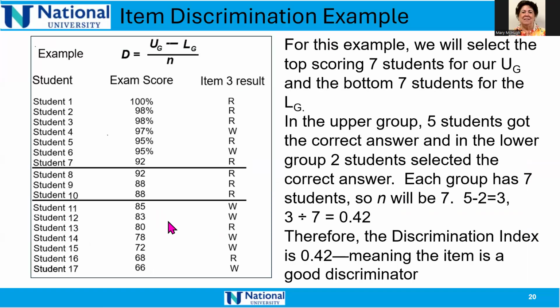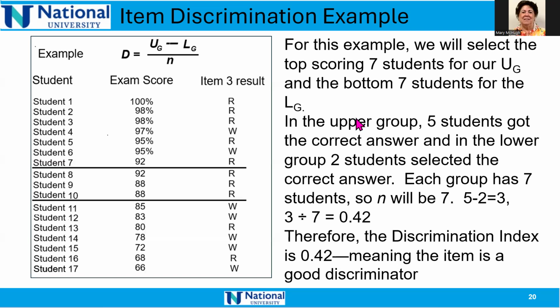So here's an example. In this example, we will select the top scoring 7 students for our upper grade and the bottom scoring 7 students for our lower grade. And this is a single item, item 3. The students got these particular grades. So of the top 7 students, students 1, 2, and 3 got the answer right. Student 4 got it wrong. Student 5 got it right. Student 6 got it wrong. And student 7 got it right. So 5 of the top 7 students got the item right. Of the bottom students, only 2 got it right and 5 got it wrong.